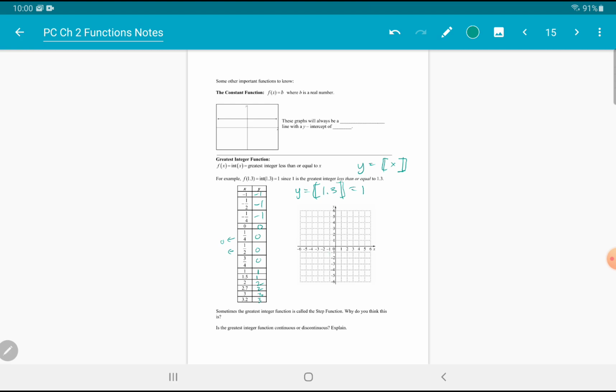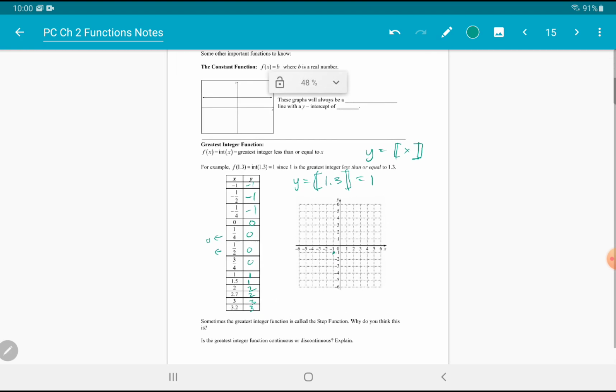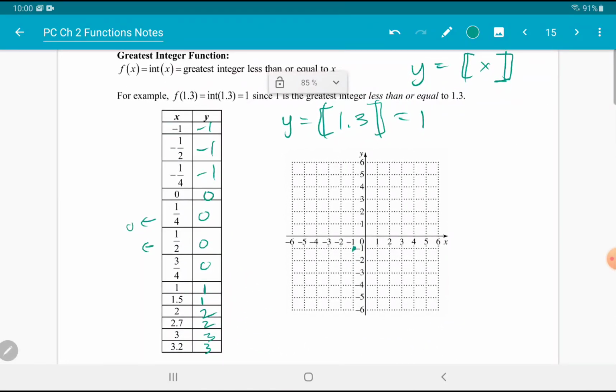At -1, we're at -1. Zoom in on this, it makes it easier to graph. At -1/2, we're at -1, so -1/2 is at -1 like this. -1/4 is also at -1. You can see you're creating a kind of horizontal line. Once you reach 0, though, now you're at 0. At 1/4, you're right here, you're going to be at the value of 0 still. And so you get another horizontal line all the way until you reach the value of 1.